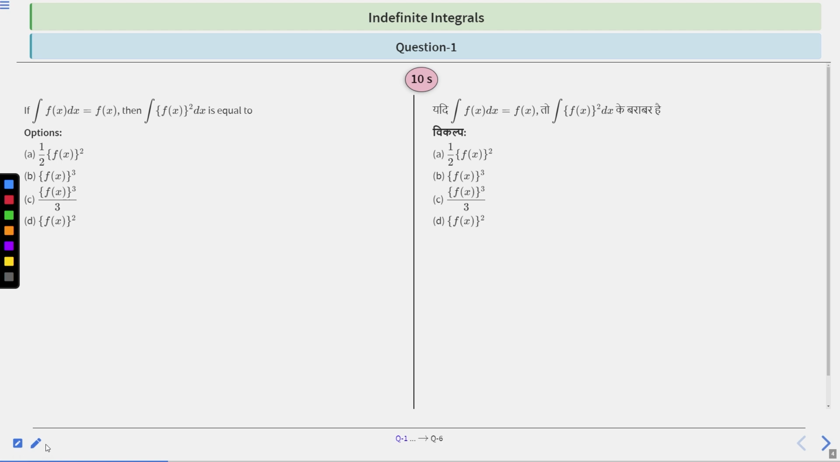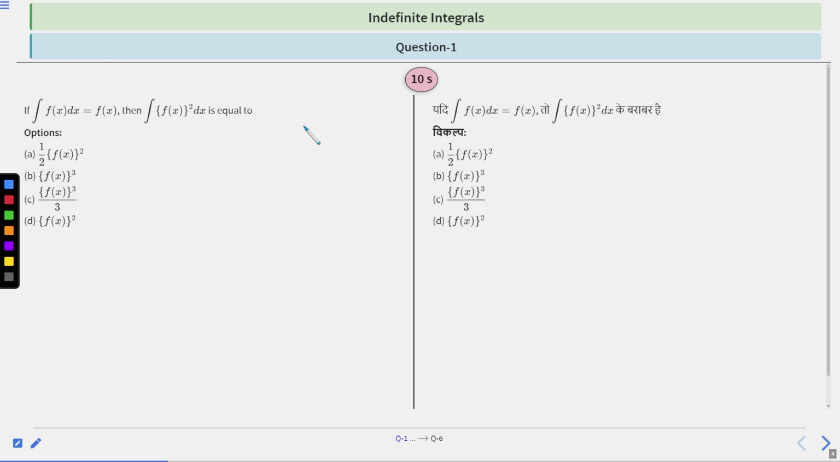So we are given the first question: if the integration of f(x) dx is basically f(x), then you have to find the integration of f(x) squared dx. Do you know any function whose integration is the function itself? I remember the integration of e to the power x is e to the power x itself, right?